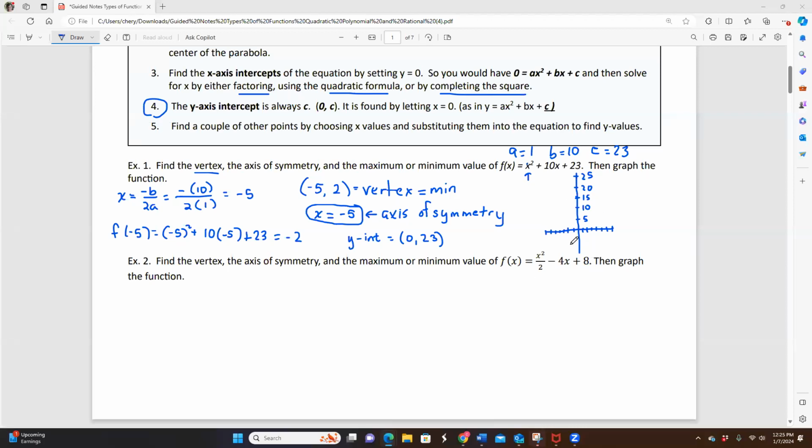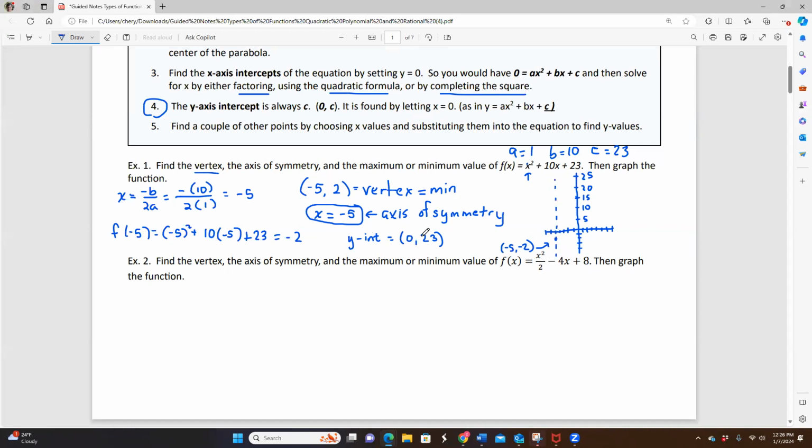All right, I redrew the graph so we could try to fit it on our sheet here. Now we know our vertex is at negative 5, negative 2. So 1, 2, 3, 4, 5. Negative 2 is right here. The axis of symmetry is the vertical line that goes through there, so it's not part of our graph, but it helps us graph the function.